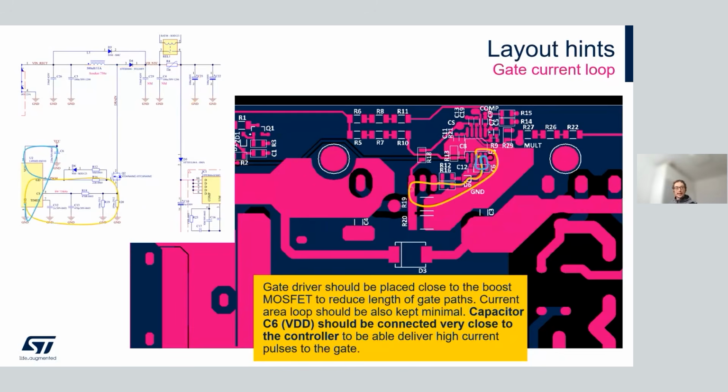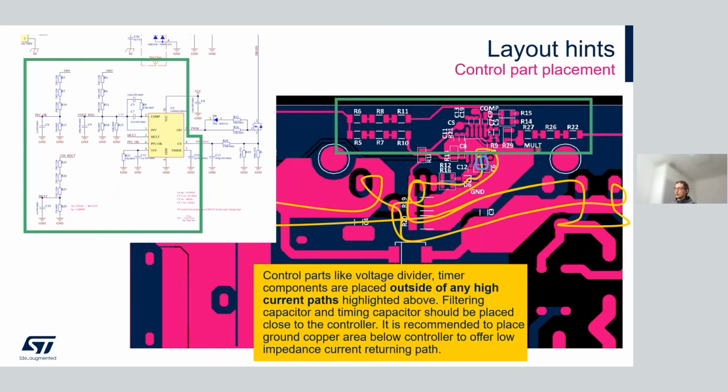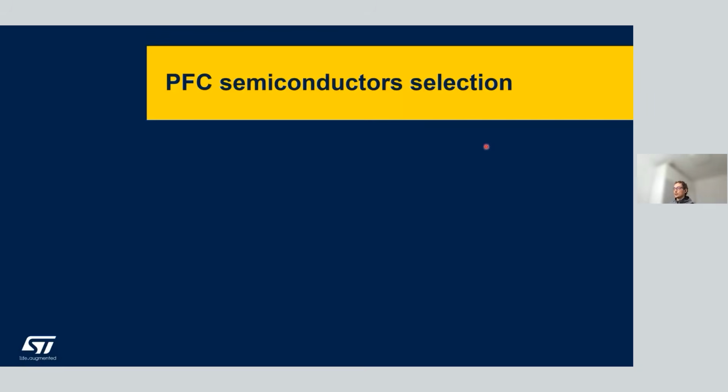You can see also the gate loops are very close, or the gate driver is quite close to the MOSFET itself. And the last part is the control part, and it should be placed out of these loops so as not to influence the currents here. So that's also good to take care of.